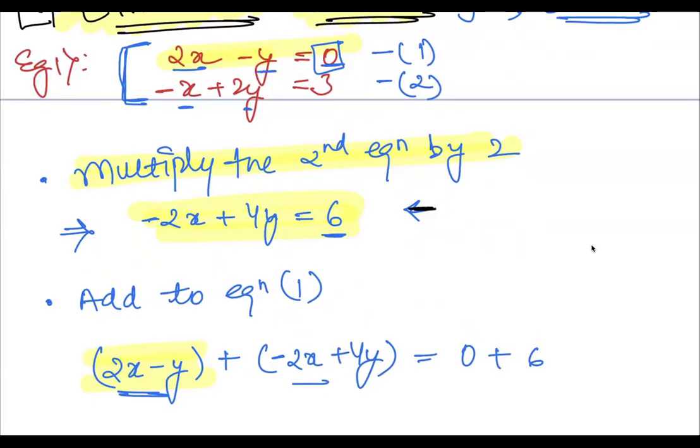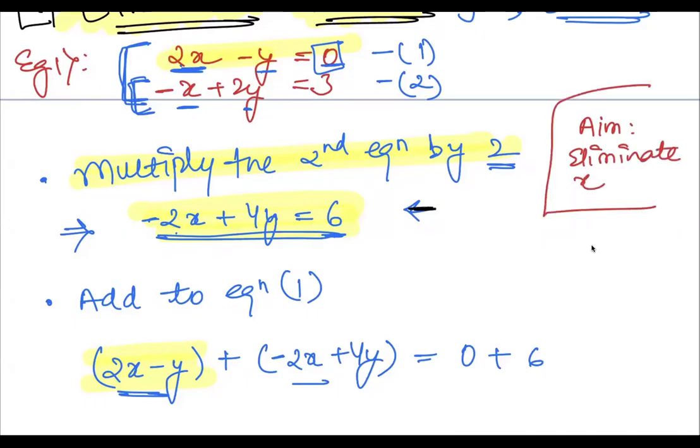Right now what I'm trying to cancel is my x. How will I cancel my x? See, it is 2x and it is minus x. So of course, the first thing is to multiply this equation by 2, which we just did. Once we multiply, we get this. Now, 2x minus y is 0, and here you have minus 2x plus 4y is 6. If we add these two, 2x minus 2x, so x will get eliminated. The first aim is to eliminate x.